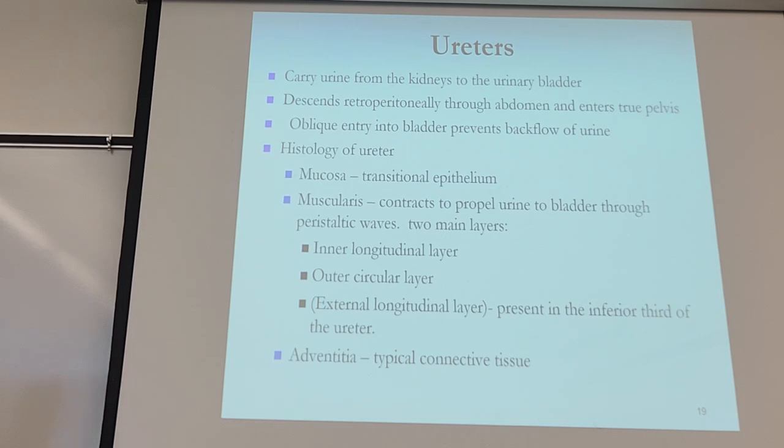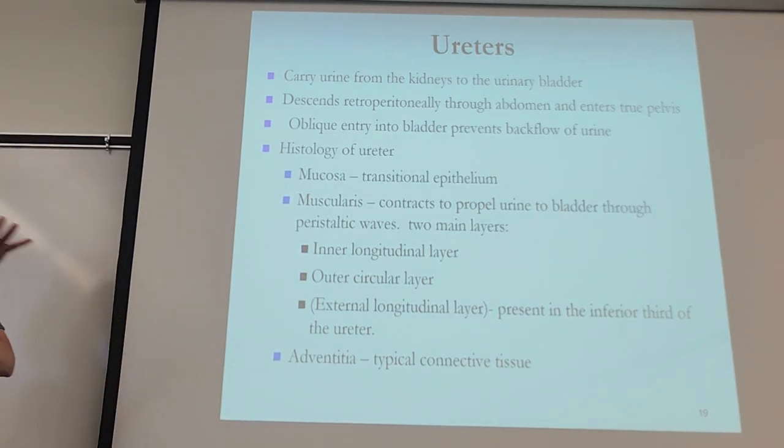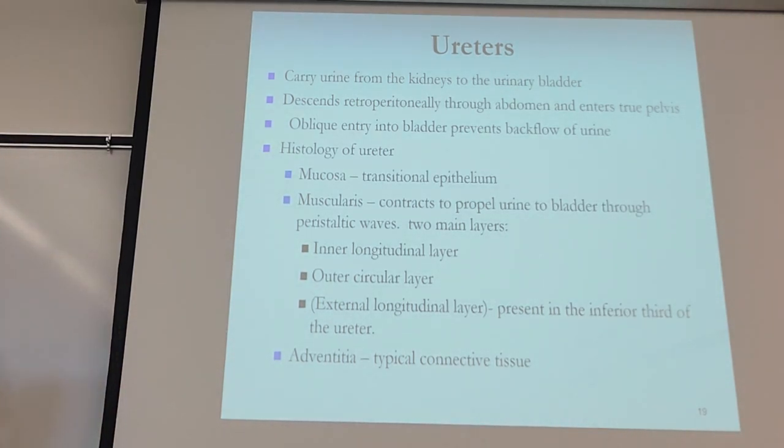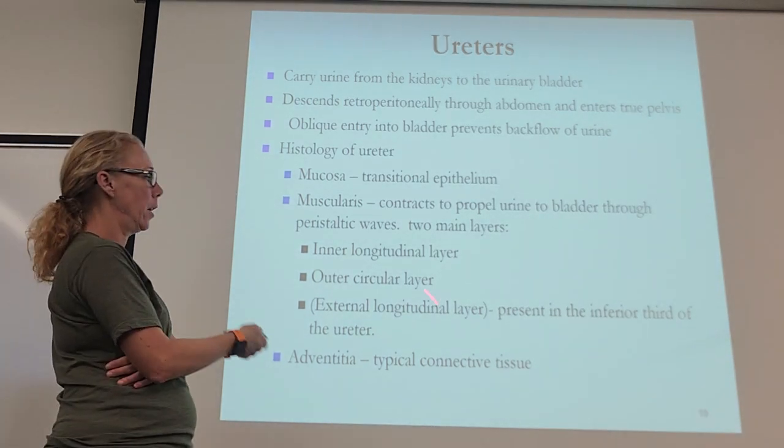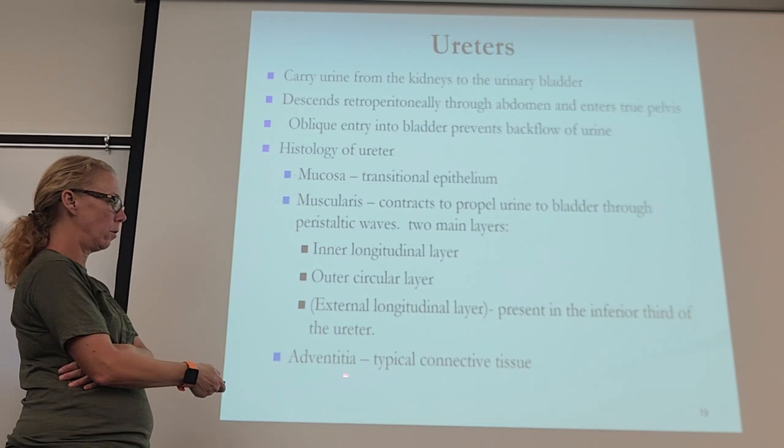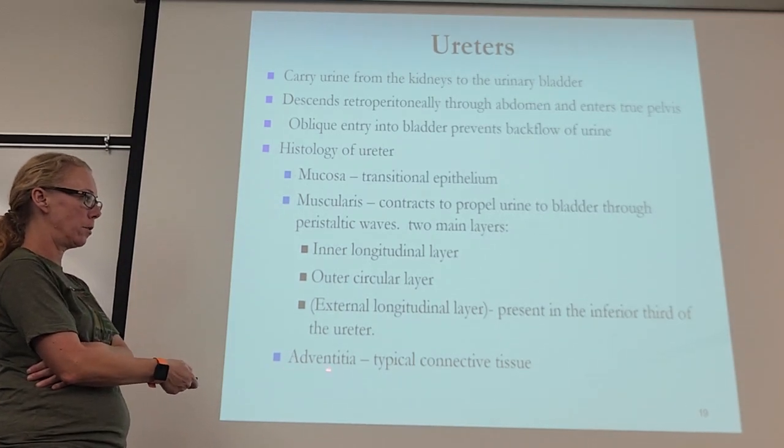Okay, so coming on down the lane here to the ureters. The ureters are going to take urine from the kidneys to the bladder. They are retroperitoneal as well, so they go posterior to the peritoneum. So their most superficial layer is adventitia. It's not a serous membrane.